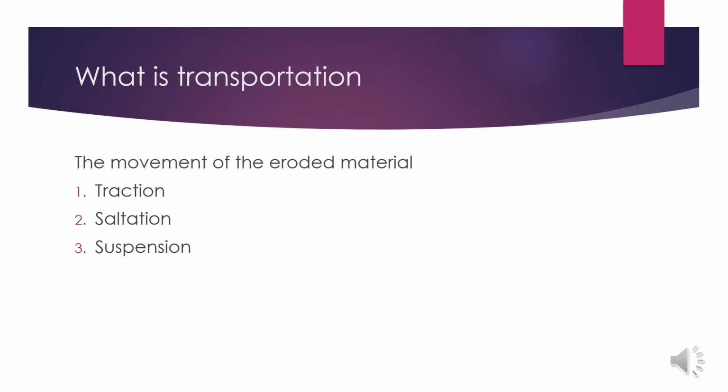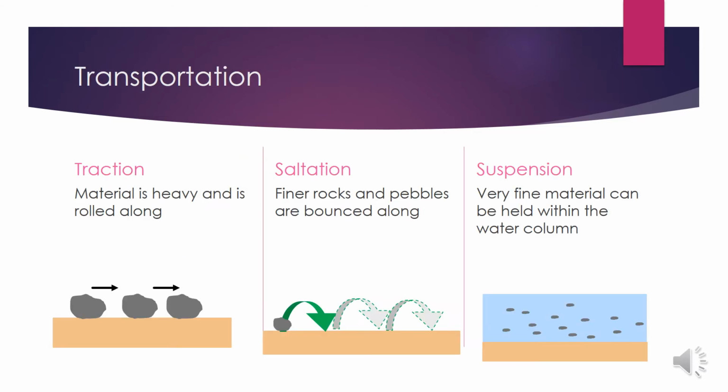Transportation is the movement of eroded material, and at the coast there are three main types. We've got traction, siltation, and suspension. Traction is when large rocks are rolled along. This is because these rocks are too heavy to be picked up by the waves.